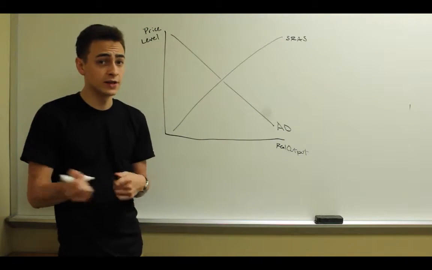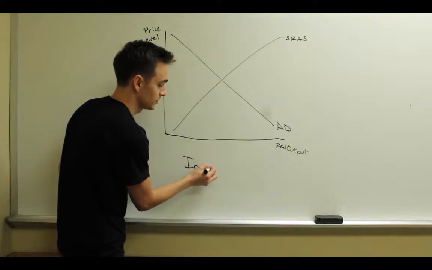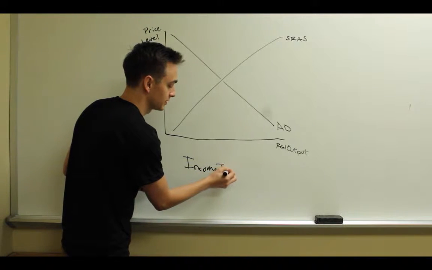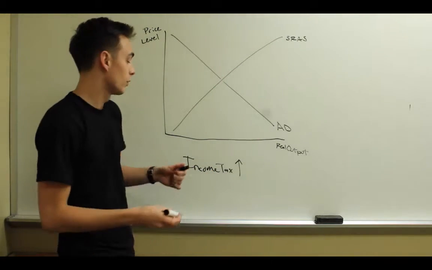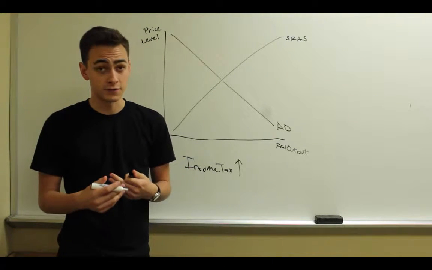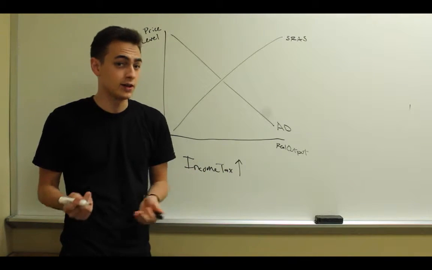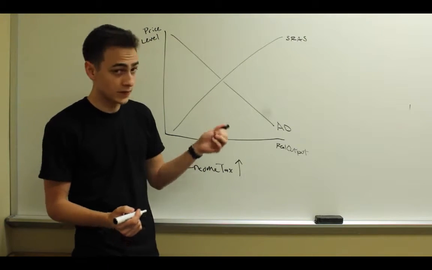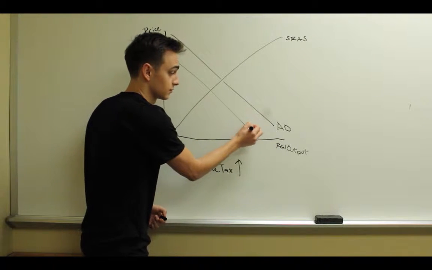So what happens if government increases income tax? This one's a little bit trickier because it's not directly a part of either of the equations, but what will happen when income tax increases is that disposable income will go down for people. And what that means is that they'll have less money to spend, and so they'll consume less. Remember, consumption is part of aggregate demand, and so aggregate demand will decrease.